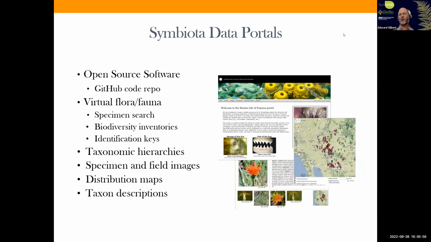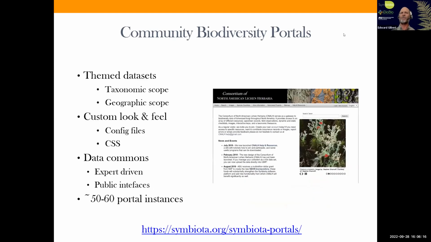Specimens tend to be the core data behind a portal, definitely occurrence data, but biologic inventories can be defined within them, identification keys, also taxonomic hierarchies, field images, distribution maps, taxonomic descriptions. By itself, Symbiota doesn't have any data associated with it. It's just software. You download it, and whatever project downloads it, they modify the configuration files and CSS files, give it a particular look and feel.